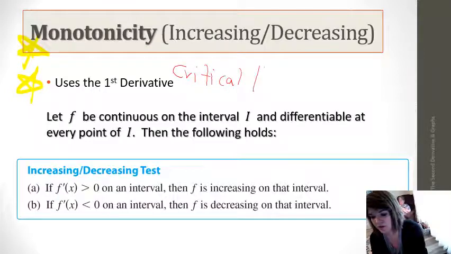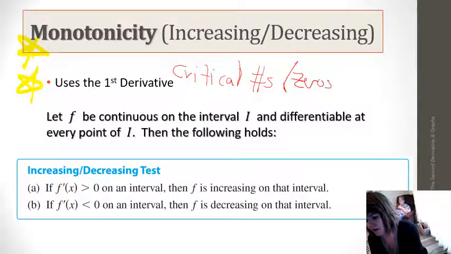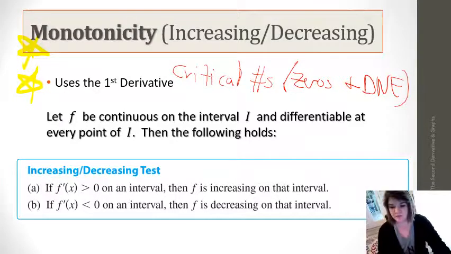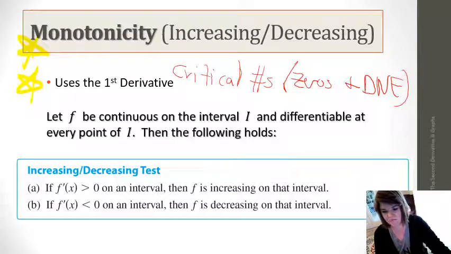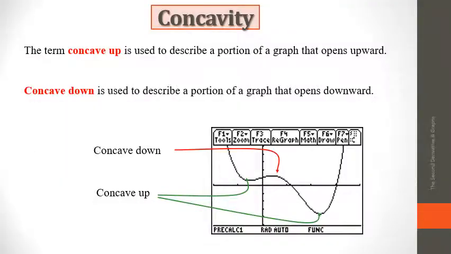And critical numbers are two things. They are the zeros and the DNE of the first derivative. So you're looking for the zeros and the DNE of the first derivative, and you're going to analyze the relationship. Okay? On the last lesson, we talked about increasing and decreasing, which is monotonicity. This lesson, we're talking about concavity.